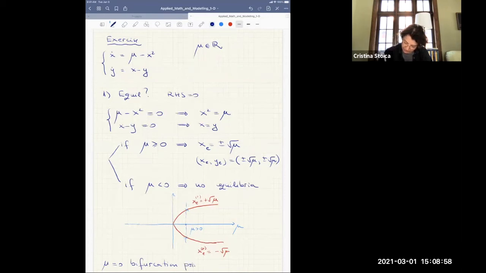Bifurcation point. Okay, let's call it like this, right? And this, so the point is not in the phase space. That's why I avoid saying bifurcation point. Bifurcation value, let's call it value, not point. Okay. And this kind of bifurcation, because there are more kinds, right?